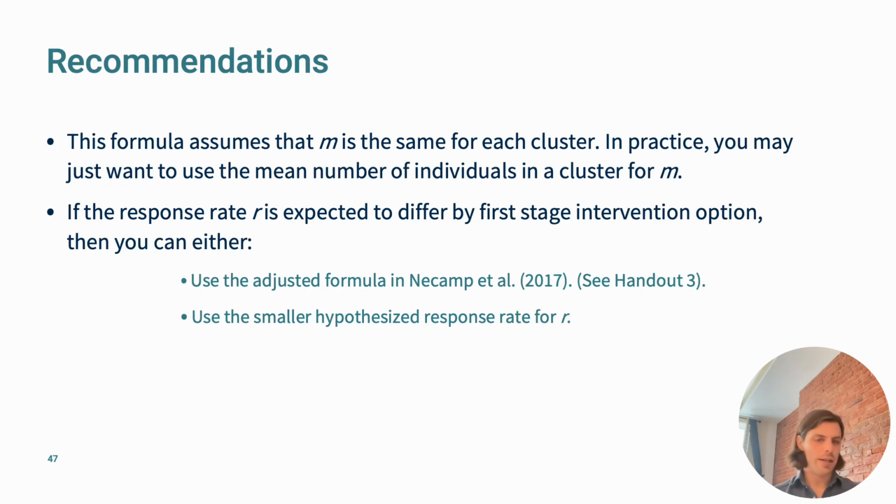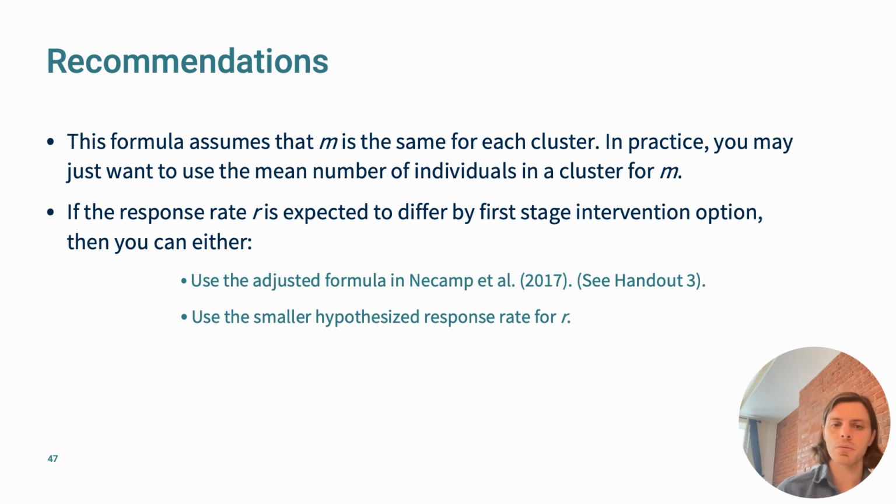So a couple recommendations. First off, this formula is assuming that M is the same for each cluster. Obviously, that's not the case. Every school isn't going to have the same number of students or even classrooms or teachers in it. In practice, you can just use the mean number of individuals in a cluster for M, and hopefully they're not varying too much.